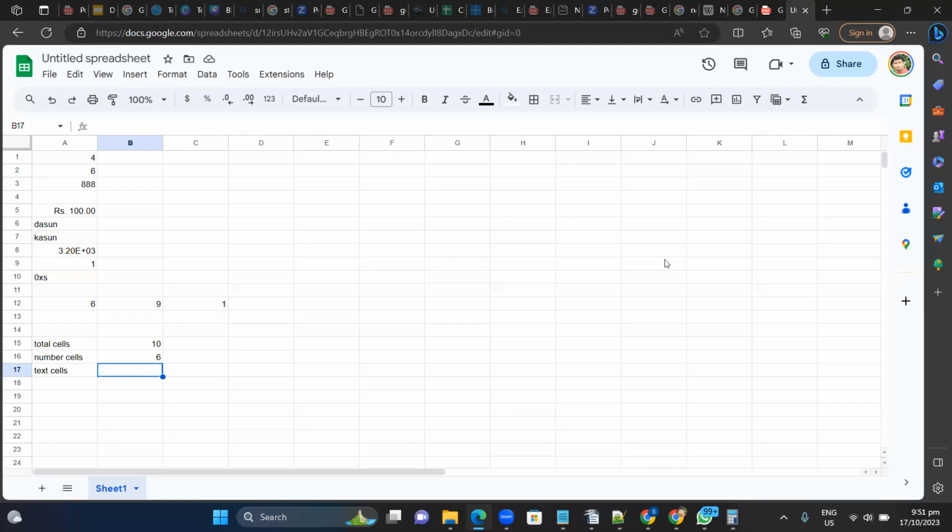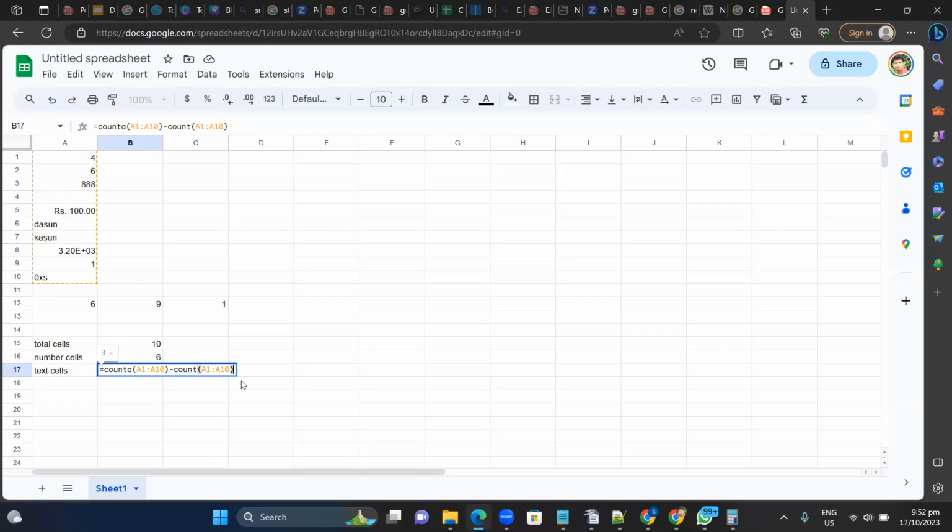Count A minus count. Sure. Yes, Senuka, correct. Count A will count all the cells, text and numbers both. Then if from that you subtract count, which counts only the numbers, you will get the text cells, 3 here: 1, 2, 3. So count A minus count will give you the text cells.